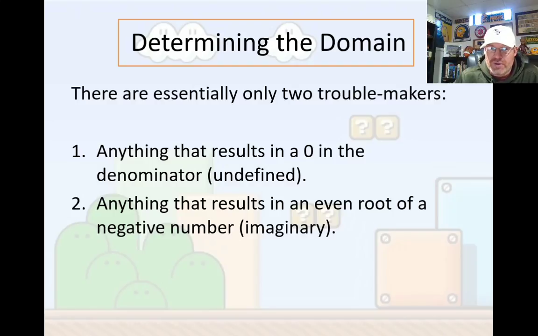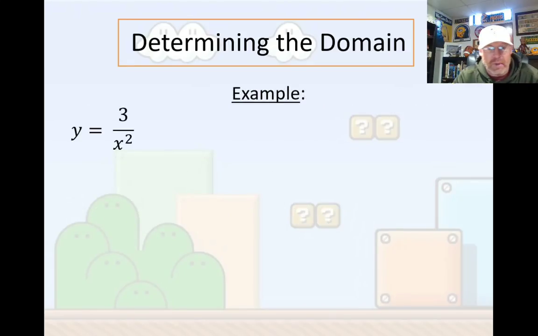So I'm going to take those two issues one at a time and address them so that you understand, okay, I know how that happens, but how do I figure out what x can't be? And we're going to start off with this very simple equation, 3 over x squared. Okay, and every time you come across these problems, you're thinking of two things. Is it possible that there's a 0 in the denominator? Is it possible that there's a negative under an even root?